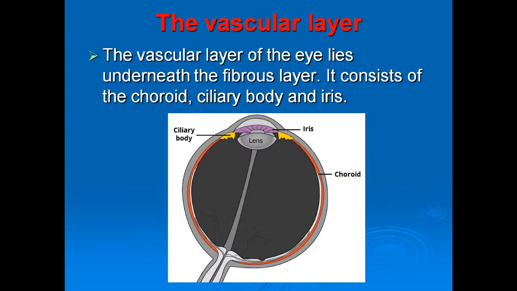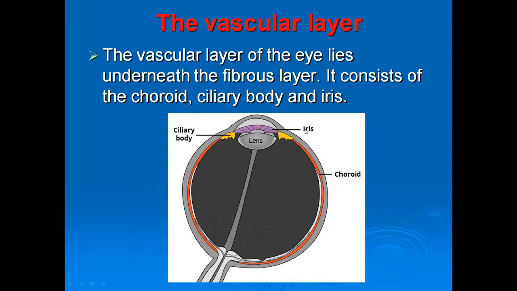Next layer, the vascular layer. The vascular layer of the eye lies underneath the fibrous layer. It consists of three structures: the choroid, red color, ciliary body, and iris. So once again, the vascular layer consists of the choroid, ciliary body, and iris.